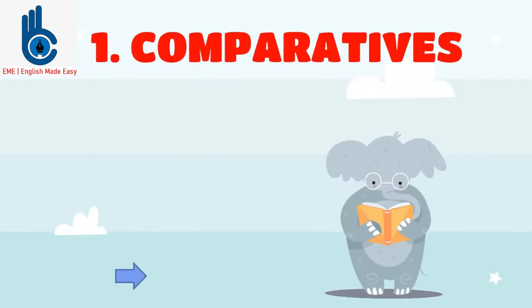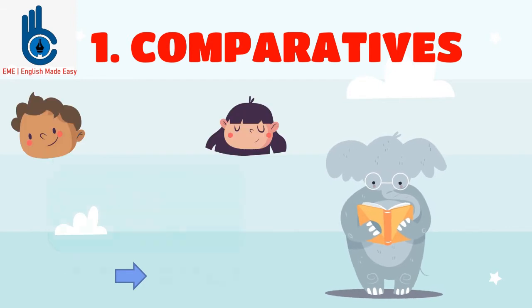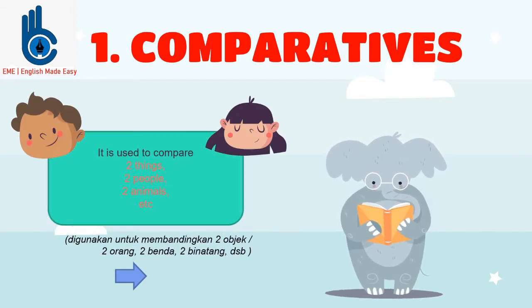First of all, let us discuss comparatives. It is used to compare two things, to people, to animals, etc. Digunakan untuk membandingkan dua objek.